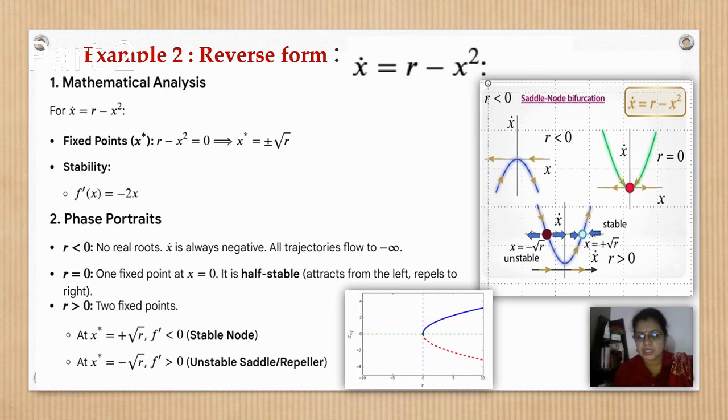So for r less than 0, no fixed points. For r is equal to 0, we get just one fixed point. For r greater than 0, we end up with two fixed points. One is a stable one and another is an unstable one. Okay. So now the bifurcation diagram also clearly shows this behavior. For the r greater than 0 case only, we will have the bifurcation, and it will be a stable one for positive values of the fixed points, and it will be an unstable one for negative values of the fixed points.